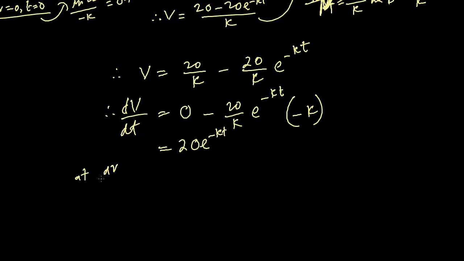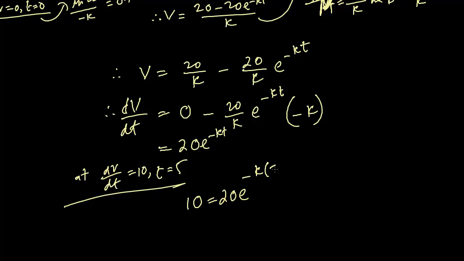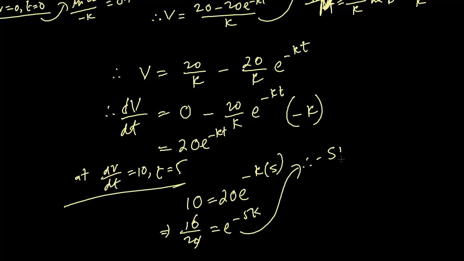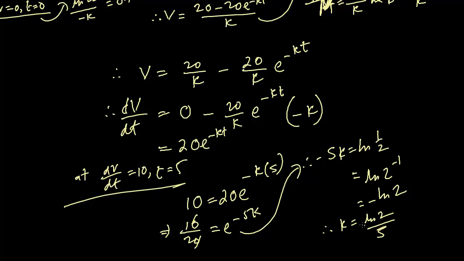So at dv by dt equals 10 and t equals 5, from here we can write 10 equals 20 e to the power minus k into 5, and we can find the value of k. So 10 by 20 is e to the power minus 5k. So this is half. Therefore we can write minus 5k equals ln half. And ln half is ln 2 to the power minus 1, which, if the minus 1 power comes in front, will be minus ln 2. So this negative and this negative cancel. K equals ln 2 by 5. So we have found the value of k, ln 2 by 5.